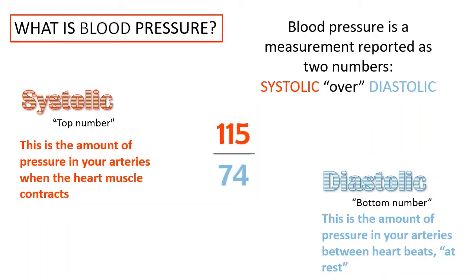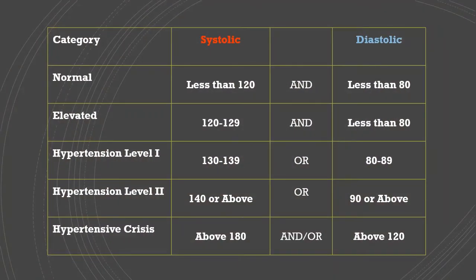Blood pressure of 115 over 74 is an example of what a normal blood pressure would look like. Blood pressure readings fall into one of 5 categories. Normal blood pressure is what we would consider the desirable range. This is where we want our blood pressure to fall. So here the systolic would be less than 120 and the diastolic would be less than 80. So our previous blood pressure of 115 over 74 falls into this category.